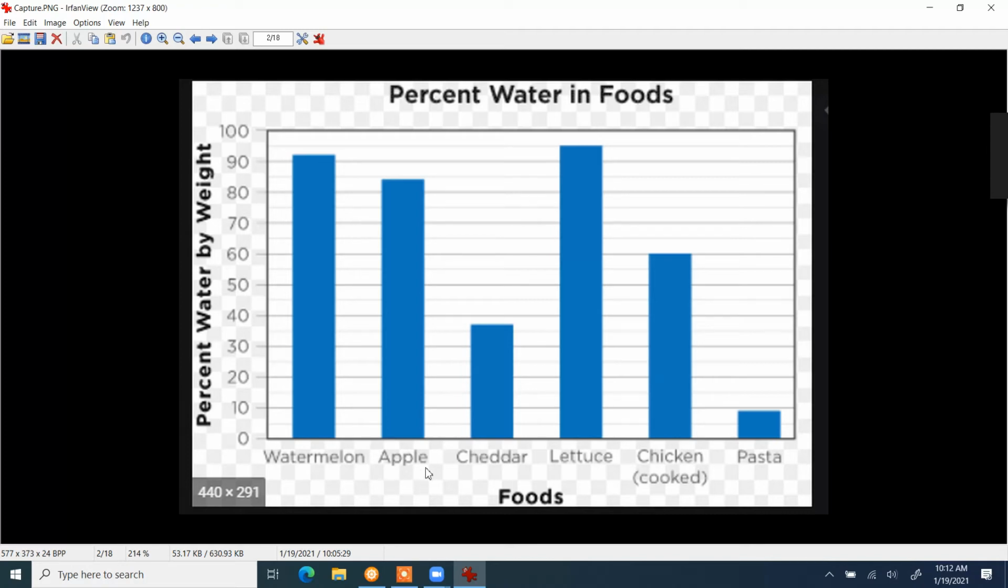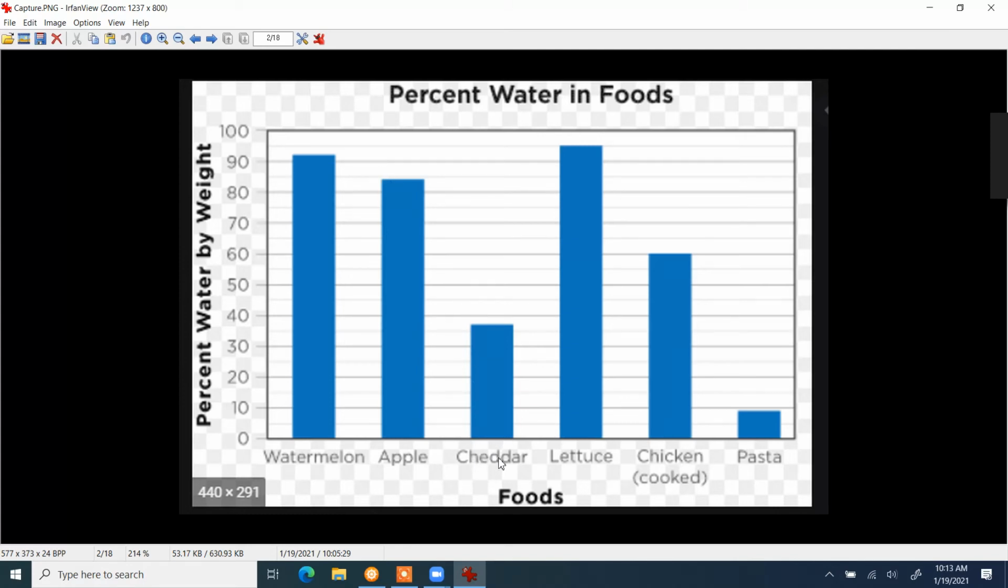All right, let's look at an apple. What percentage of an apple is water? If we go all the way here, we know that maybe about 85% of an apple is made of water. So which one has more water, the watermelon or the apple? Well, the watermelon is much higher up. So we know that watermelons have more water compared to apples.